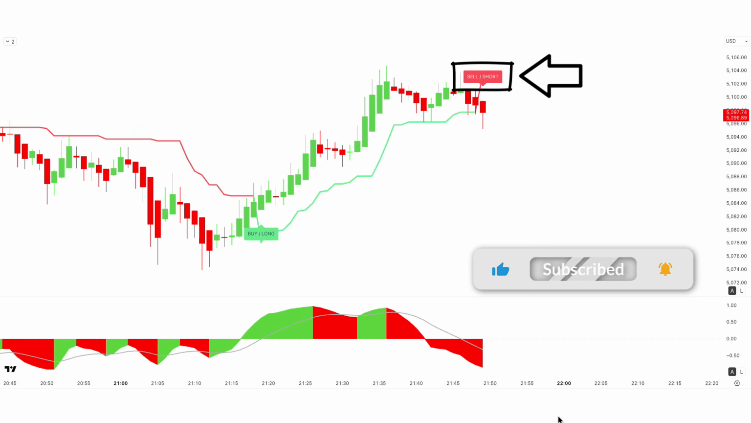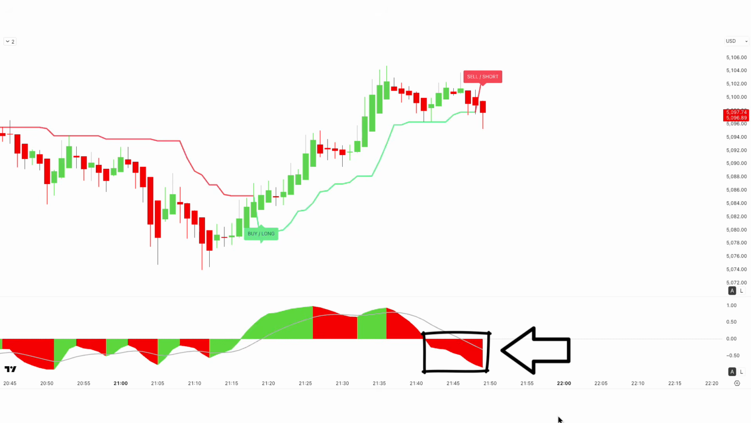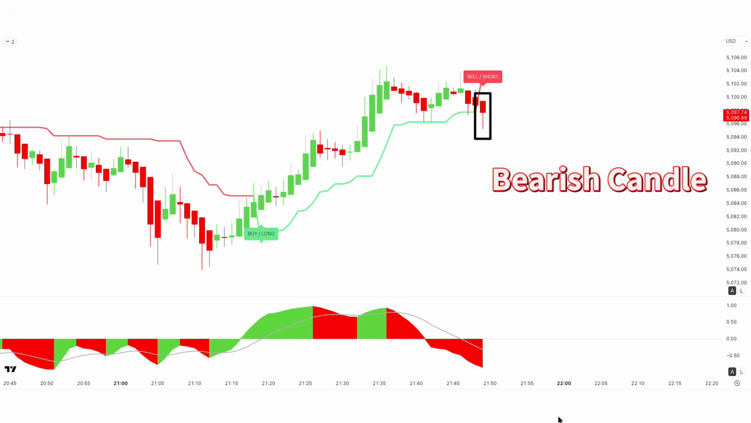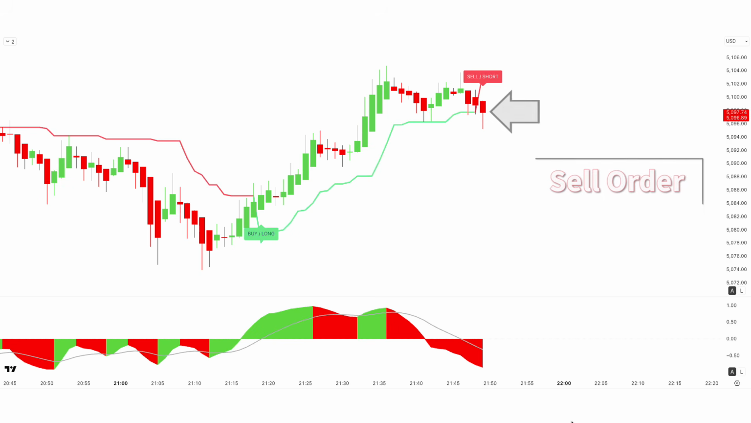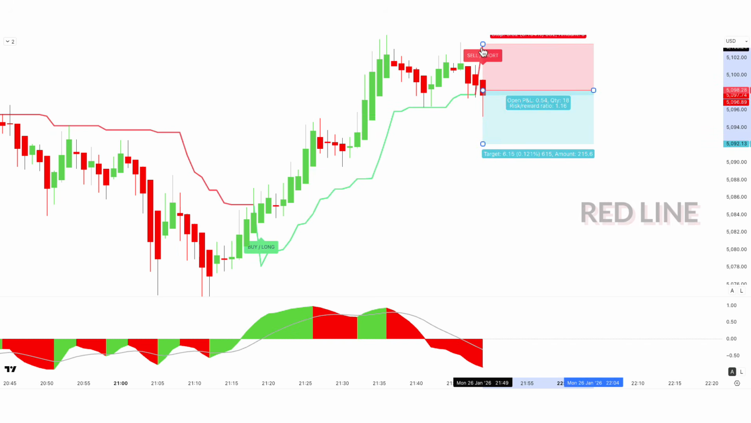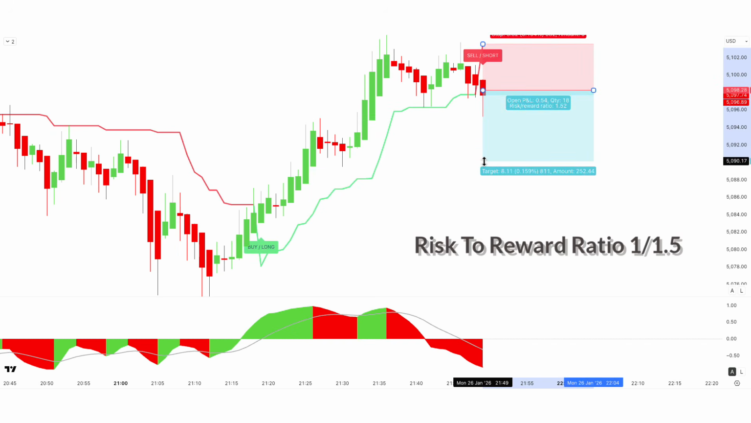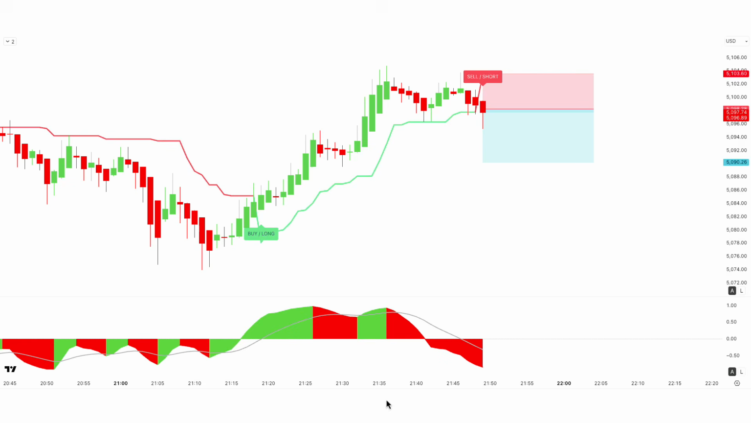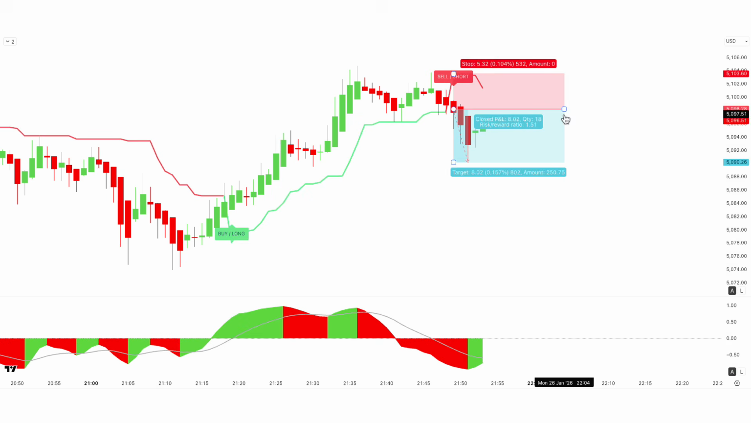When the Sovereign Gold Flip arrow of this indicator is a short signal, when the Normalized Smoothed MACD is in the red area, and when the market forms a bearish candle, if this condition is fulfilled, then we will place a sell order. Our stop loss is to be placed at the red line, and the risk to reward ratio will be 1:1.5. The market has completely hit the target.